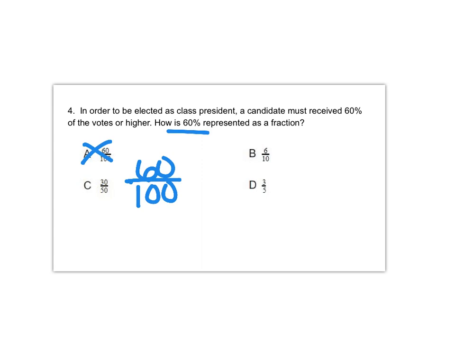60 over 100 can be simplified. So A is not in simplest form. So I'm going to divide this by 20. 60 divided by 20 is 3. 100 divided by 20 is 5. 3/5 is my answer.